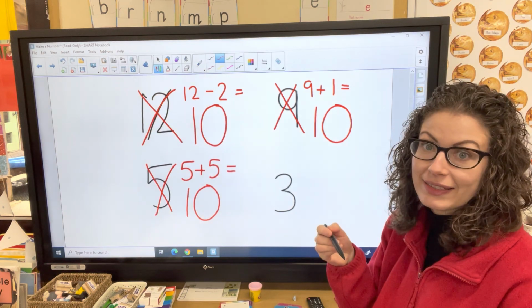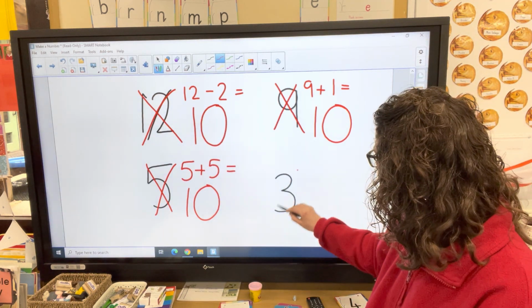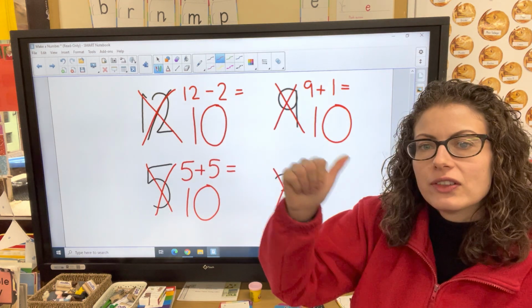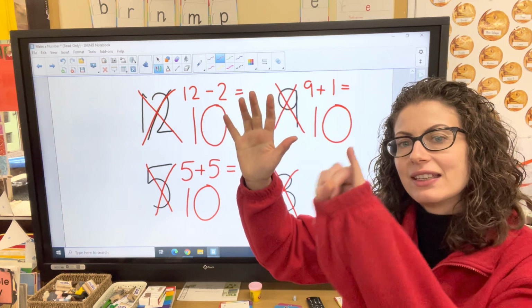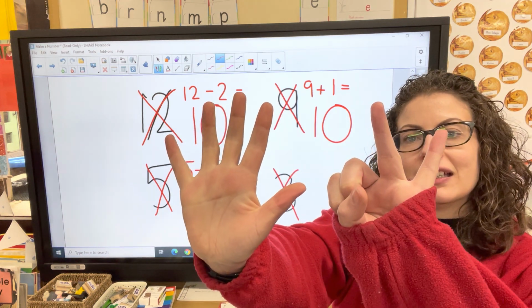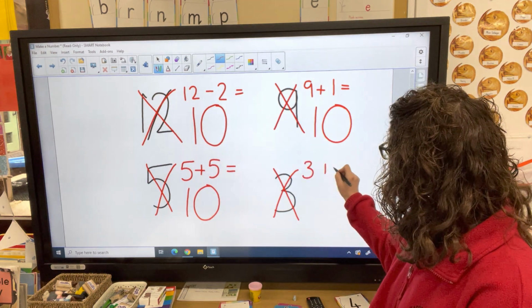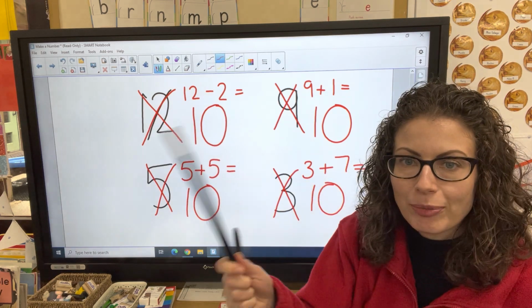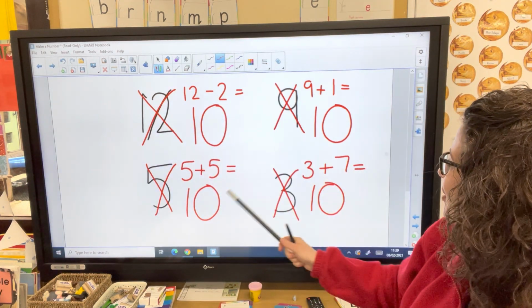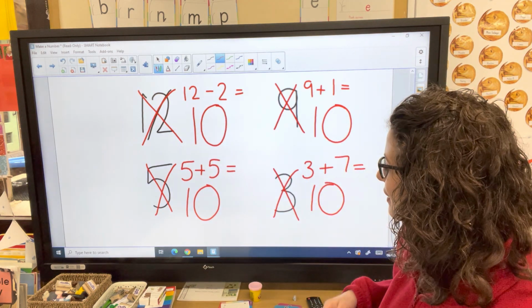Okay, last one, number 3. 3 is a lot less than 10, so I'm going to have to add a number to make 10. 4, 5, 6, 7, 8, 9, 10. 7. 3 plus 7 equals 10. Abracadabra. My 4 numbers have all become 10. Brilliant. Well done, boys and girls.